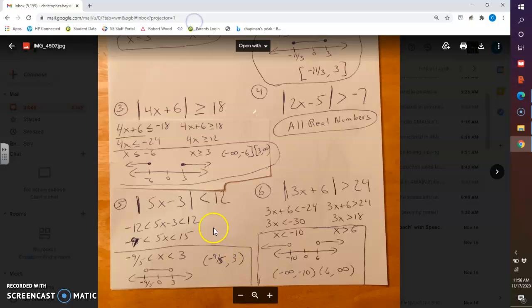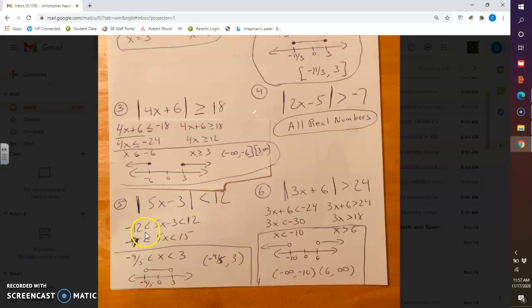Okay. When it's just less than, we still set it up the same way to solve algebraically: negative 12 less than 5x minus 3 less than 12. We add 3 on both sides, negative 9 less than 5x less than 15, and we divide everything by 5, negative 9 fifths less than x less than 3. But then we graph with an open dot over negative 9 fifths, an open dot over 3, and we connect them like we did with less than or equal to, and then our set notation is negative 9 fifths, 3, but it was parentheses, not brackets.